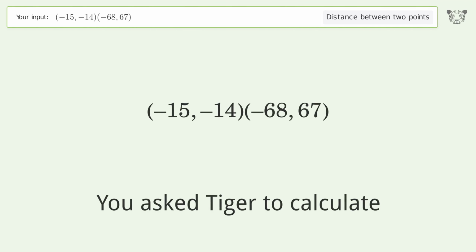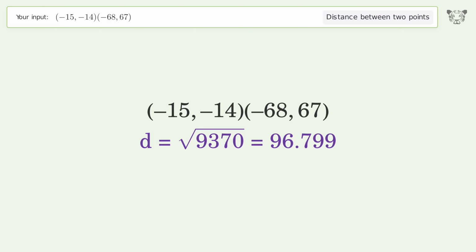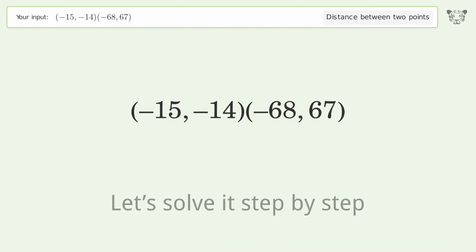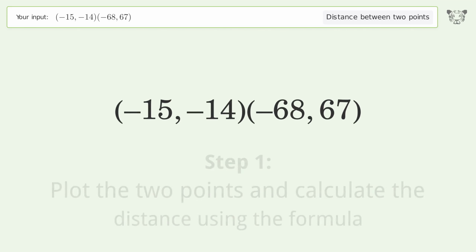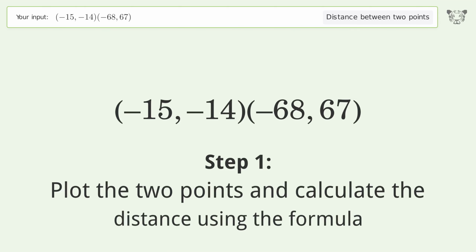You ask Tiger to calculate. This deals with the distance between 2 points. The distance between the 2 points is the square root of 9,370, or 96.799. Let's solve it step by step. Plot the 2 points and calculate the distance using the formula.